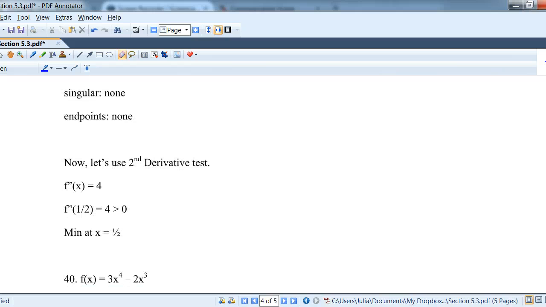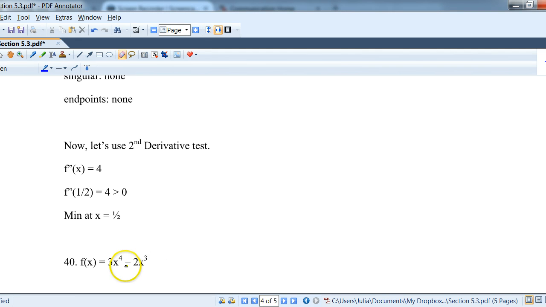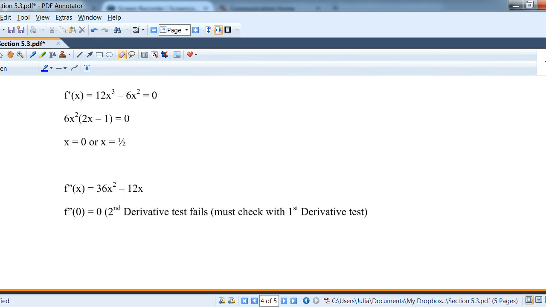With higher order powers, the second derivative may not be constant, so let's see how that works. 3x to the fourth minus 2x cubed. Again, you can take the first derivative. We'll get 12x cubed minus 6x squared. Once again, set it equal to 0. As before, you can pull out 6x squared and solve. We'll actually get 2 stationary points, 0 and a half.